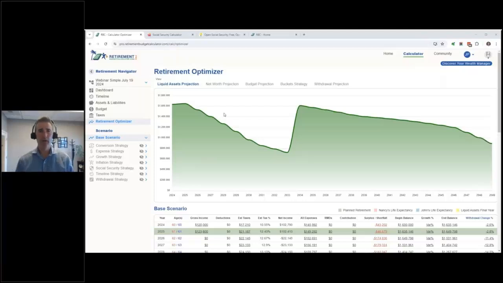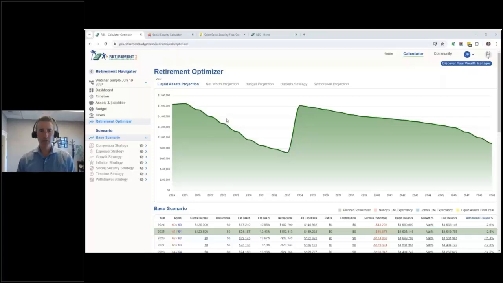Can you limit the amount of withdrawal per account, or will it take the full amount until required? Yeah, so that's where you could use the proportional strategy or a custom strategy to determine your withdrawal rates. Is Fin available in the free version? No, Fin is a paid tool.